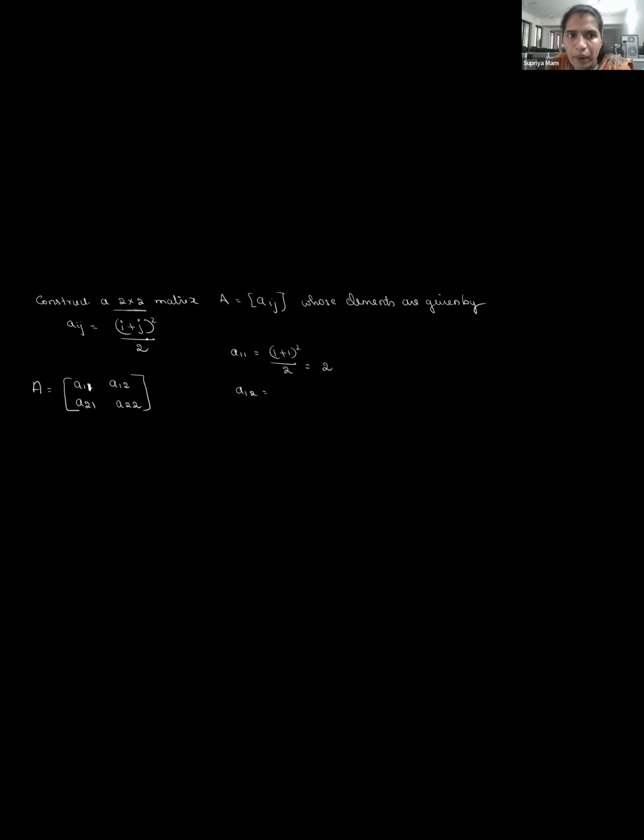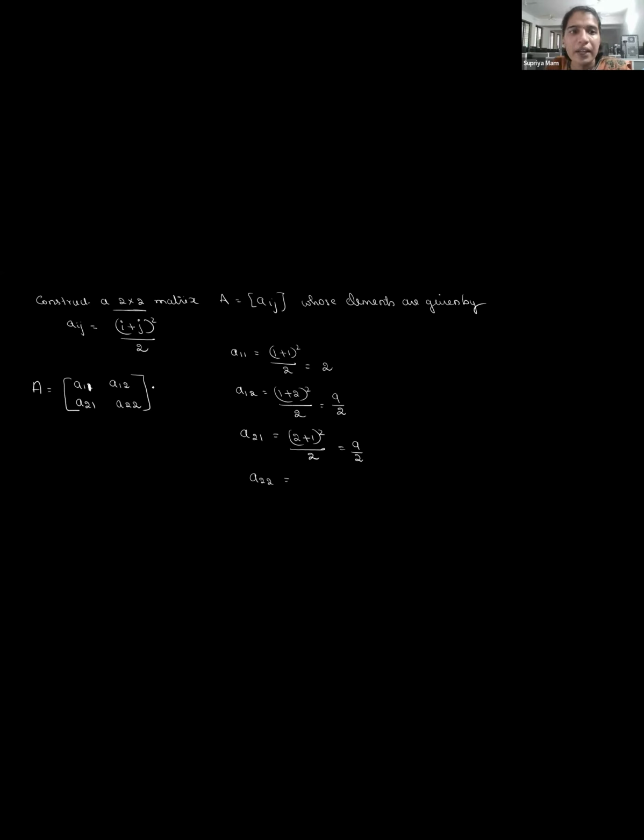A12, by definition aij is (i plus j) the whole square. So A12 is (1 plus 2) the whole square divided by 2. 1 plus 2 is 3, 3 square is 9, 9 by 2. Decimal form is not needed, keep it as 9 by 2. Next, A21, by definition (2 plus 1) the whole square divided by 2. Add: 2 plus 1 is 3, 3 square is 9, 9 by 2. Yes, very good. Many are answering right now.